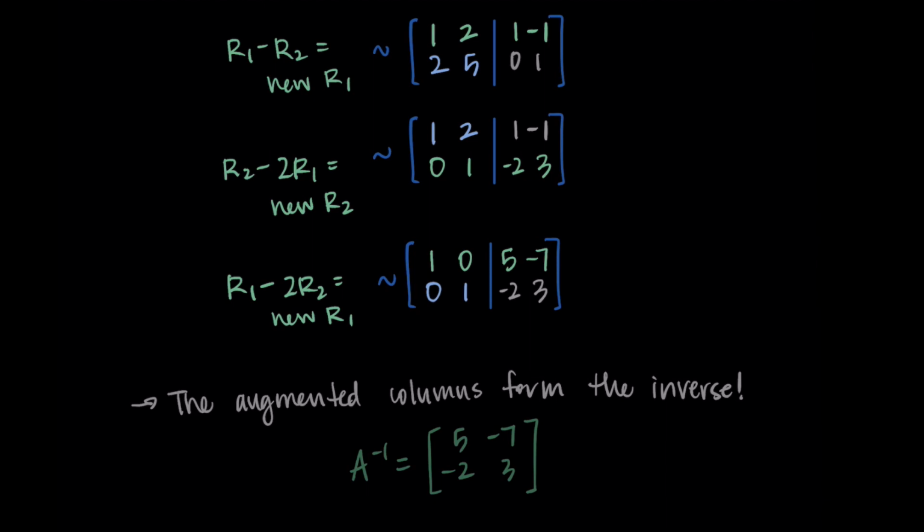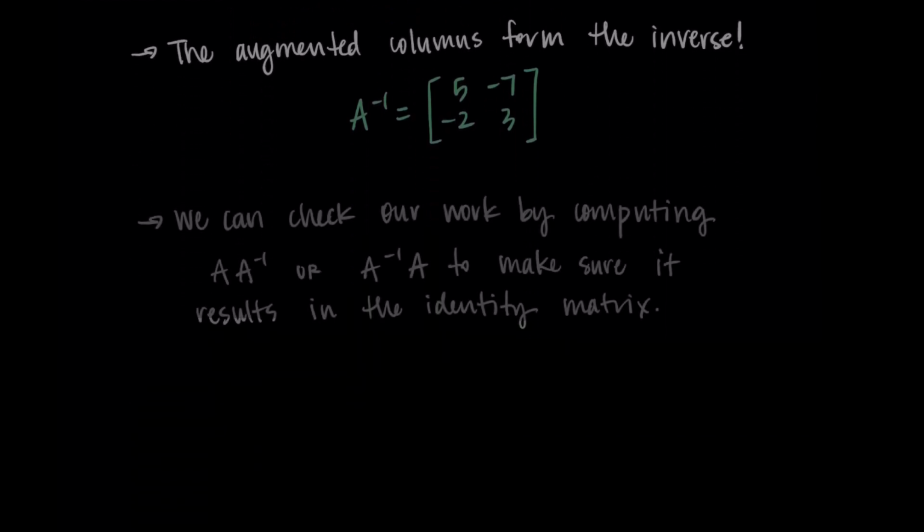You could also check your work by computing A times A inverse, or A inverse times A, and then make sure you get the identity matrix. But that's just another computation you could do if you want to check. The process we've already done gives us the inverse, and we should have our final answer.